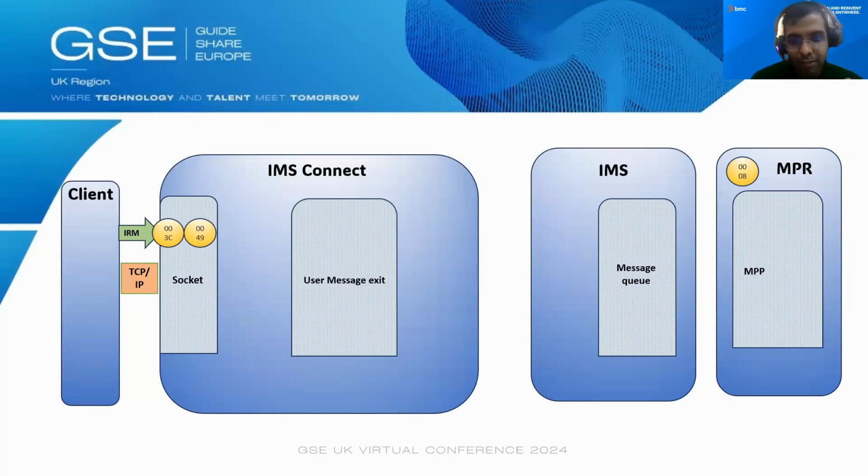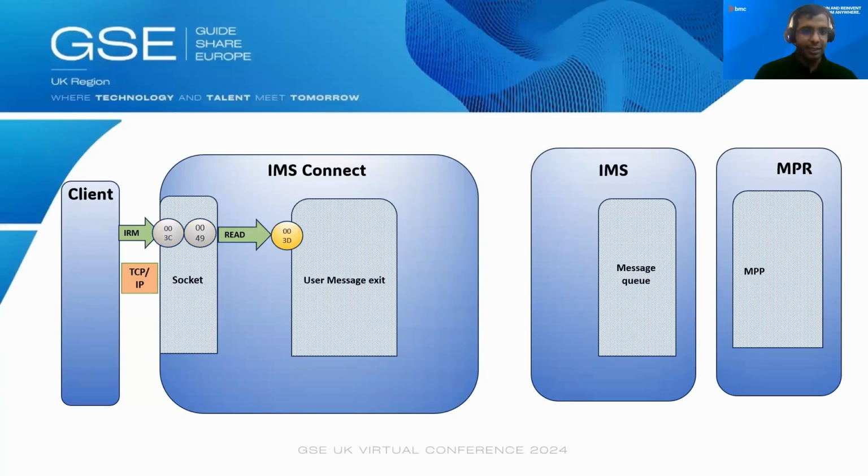IMS Connect expects the messages in a format where the first 4 bytes are the total message length, followed by the IRM request header, which is the IMS request message header, and then the client's original message data segment. Here you see two events: 003C and 0049. 003C represents the prepare for socket read, where the total message length and the IMS header are read. Once that's done, the rest of the message is read through the 0049 event ID.